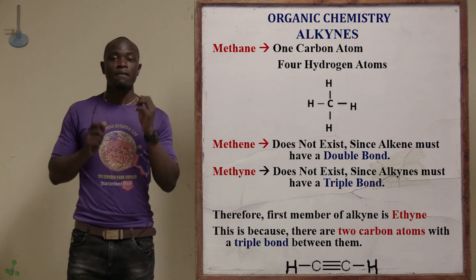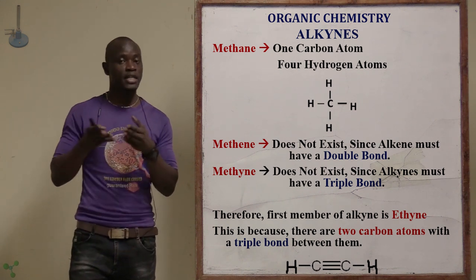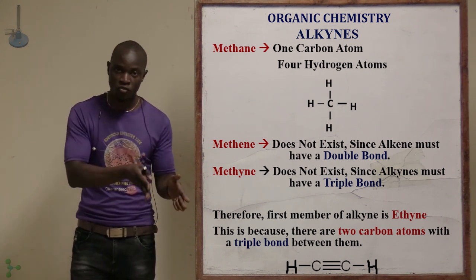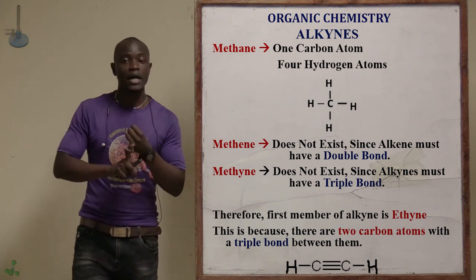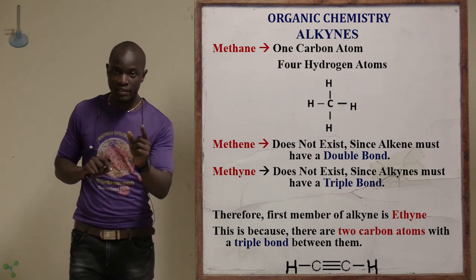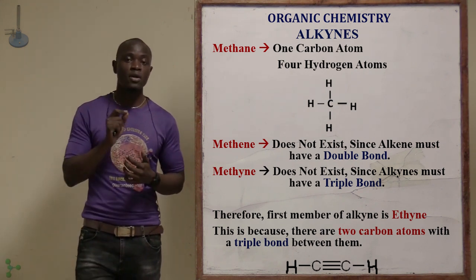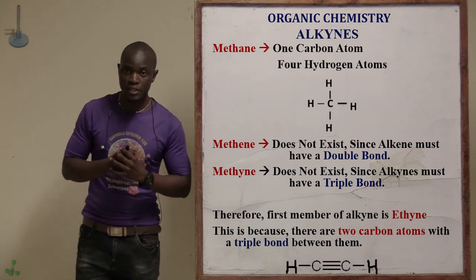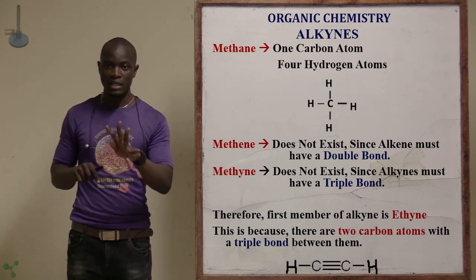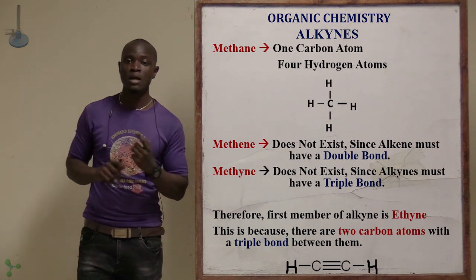Just as the alkenes do not have methene, the alkynes do not have methyne. It does not exist. We don't have it because meth means that we only have one carbon atom. So meth, M-E-T-H, we only have one carbon atom. This carbon atom bonds to 4 hydrogens in methane. This carbon atom could form a triple bond because its valency is 4, meaning that one electron will remain to be able to bond with any other atom.